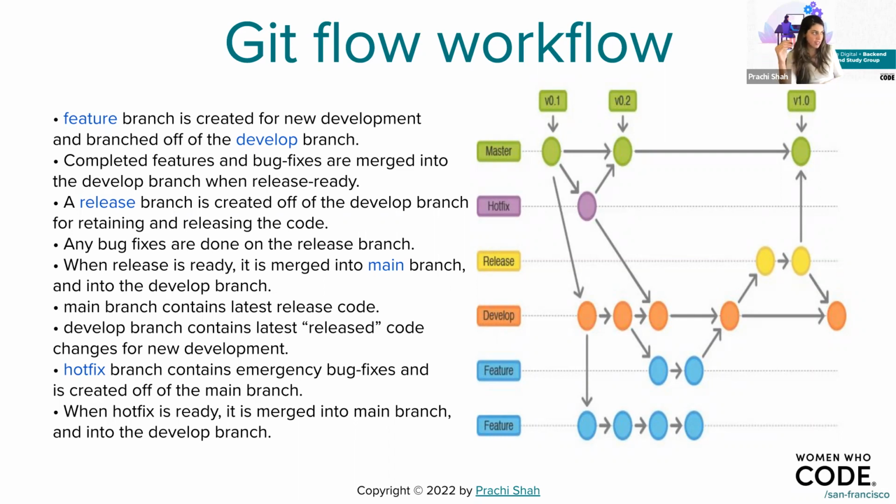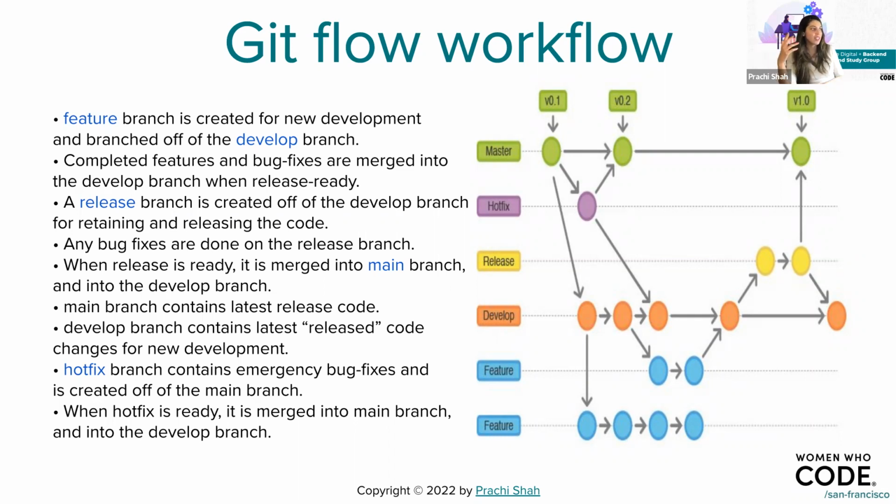Main branch, as I said, contains the latest release code. Once you have deployed the release code, you would want to merge it to main, because remember, main always has the latest code that has gone to production. So you always have to merge it back to main. So main is your source of truth, always. Develop branch contains the latest release code and changes for new development, sure.